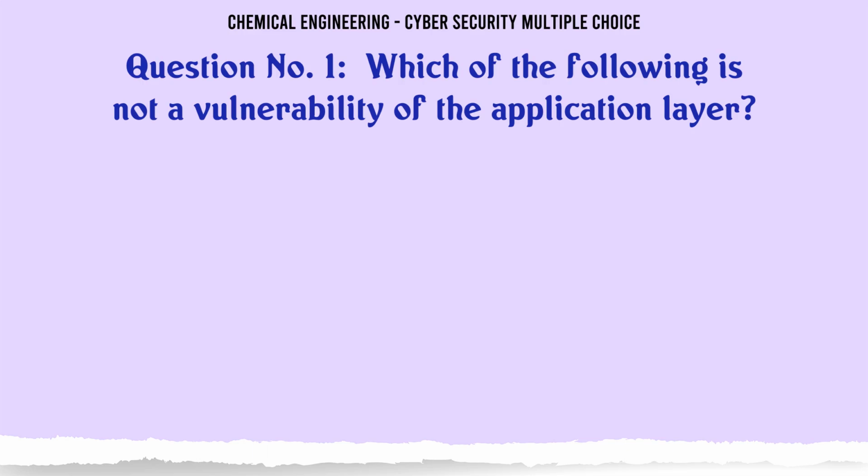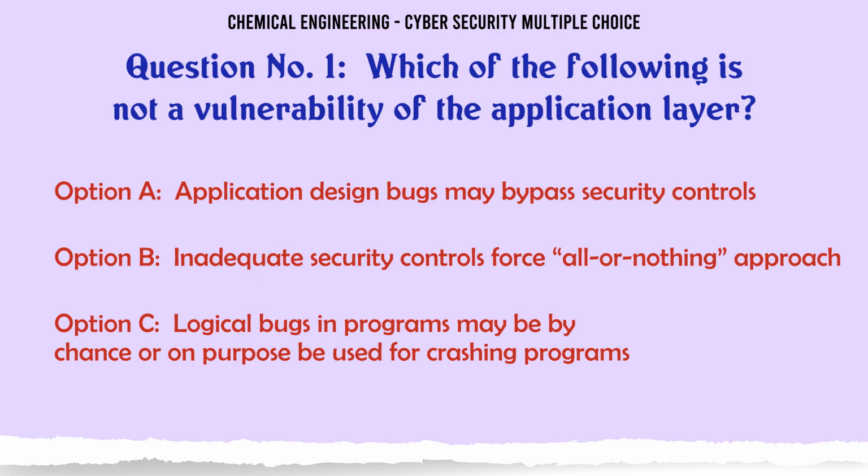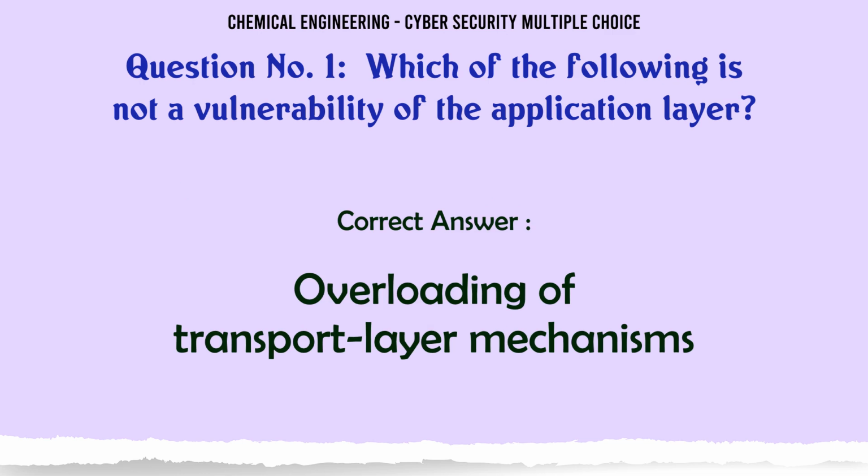Which of the following is not a vulnerability of the application layer? A. Application design bugs may bypass security controls. B. Inadequate security controls force all or nothing approach. C. Logical bugs in programs may be by chance or on purpose be used for crashing programs. D. Overloading of transport layer mechanisms. The correct answer is overloading of transport layer mechanisms.